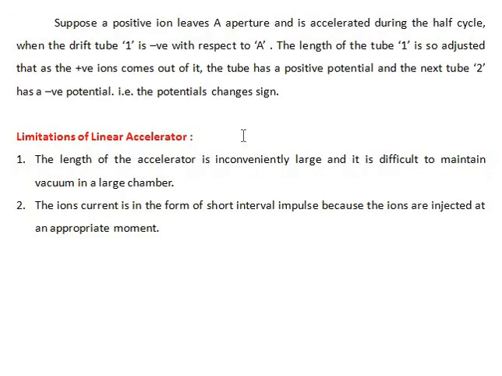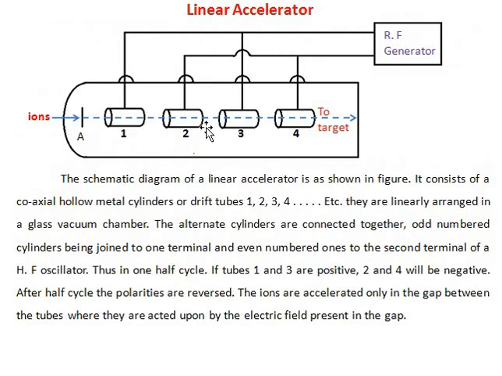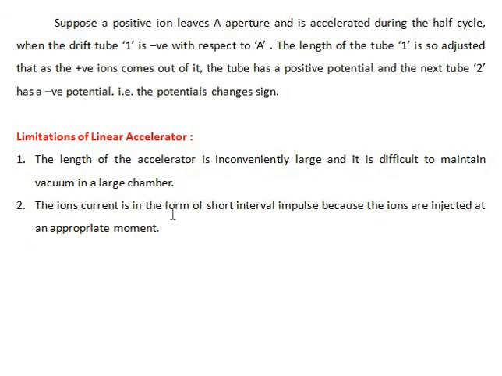Then what are the limitations? The length of the accelerator is conveniently large and it is difficult to maintain vacuum in a large chamber. So here the linear accelerator length is very high, and in that length, maintaining the vacuum in that chamber is very difficult. The ion current comes in the form of short interval impulses because the ions are injected at an appropriate moment. Okay, so these are the limitations.